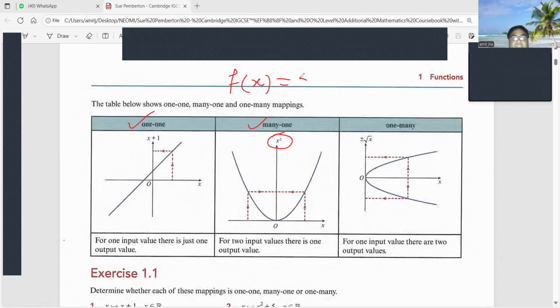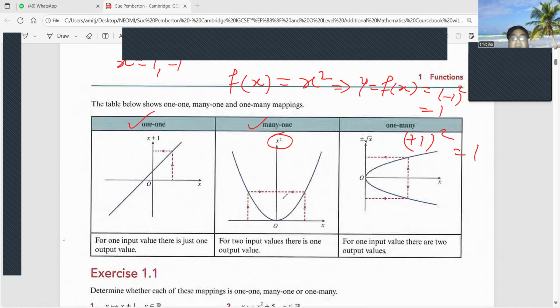So f of x is equal to x square. Now the important part, why we are calling it many one function, because I can choose the value of x, let's say +1, and at the same time -1. And if you input, you will get the value of y, which is f of x, which is -1 whole square. If you do, you will get 1. Or if you take +1 whole square, it will give you 1.